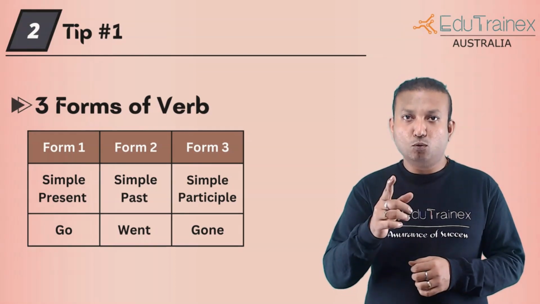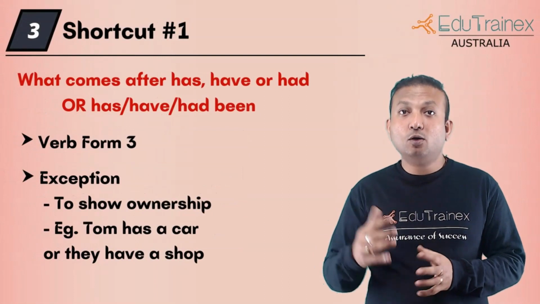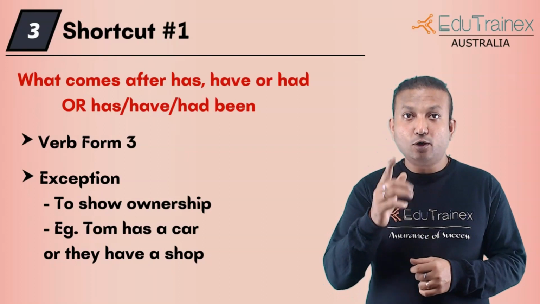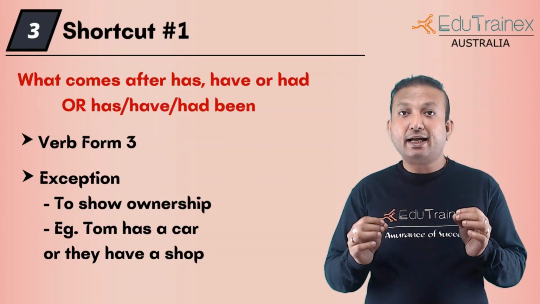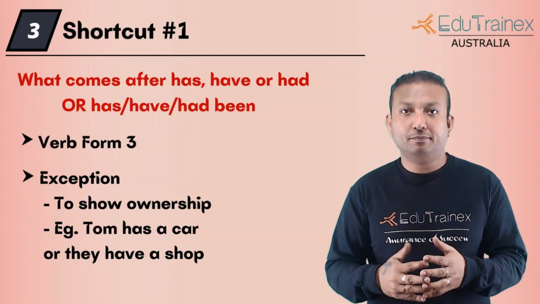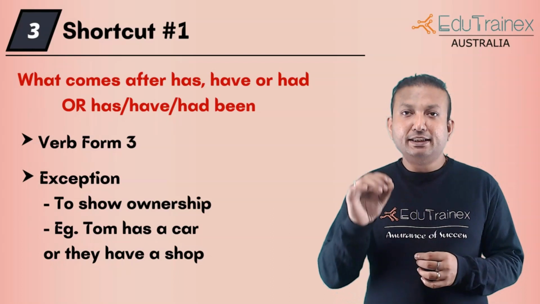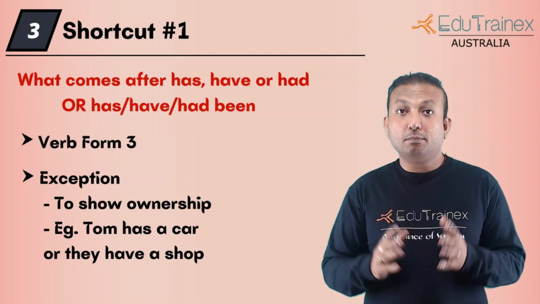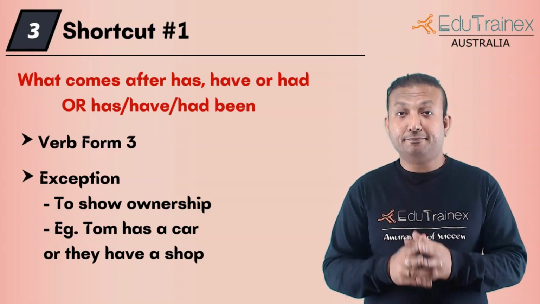So shortcut number 1 is what comes after has, have, or had, or has been, have been, had been. The form 3 of the verb comes. The only exception is where has and have is used to show ownership, like Tom has a car or they have a shop. In these cases, has or have is used to show ownership, but otherwise the form 3 of the verb will come here.